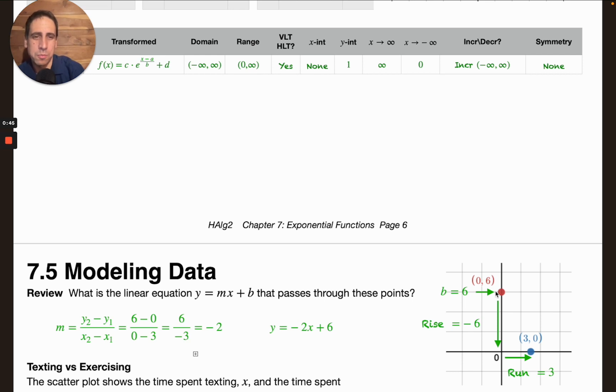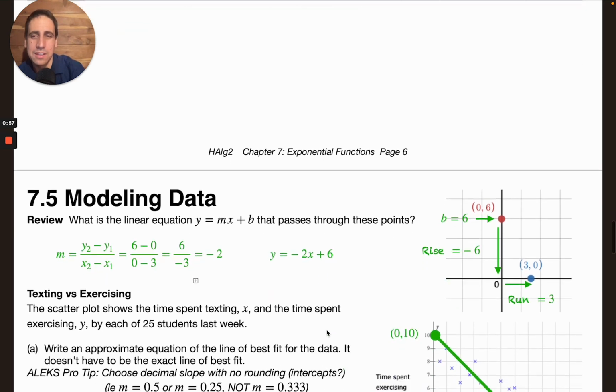Then you can also look at this point right here. We're kind of lucky. The math is a bit easier because one of the points is the y-intercept, so you can say that the y-intercept is 6. B equals 6 right here. B equals 6.